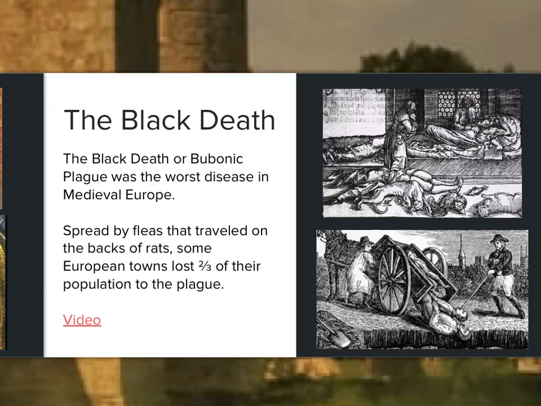And this disease spread on the backs of fleas. It came from Central Asia. That's where they think it came from. It traveled all the way to Europe, and it basically just wiped through all these crowded, disgusting, dirty towns where they weren't staying clean, they weren't washing, and fleas were everywhere. They'd bite people, and the disease would spread, and lots of people died because of it.